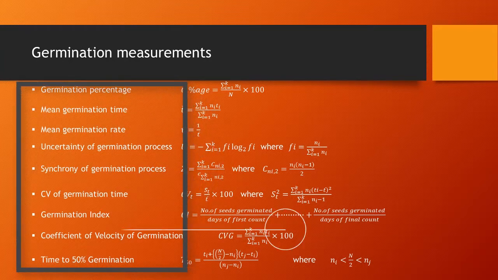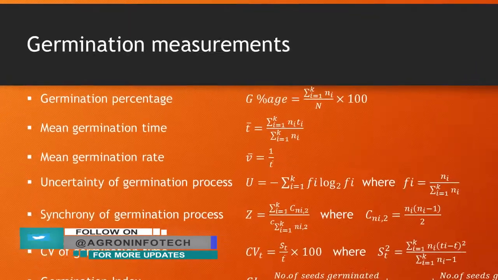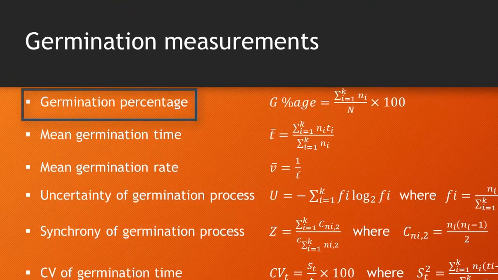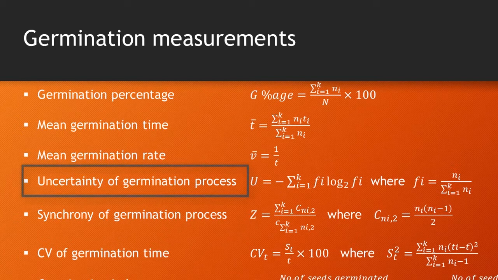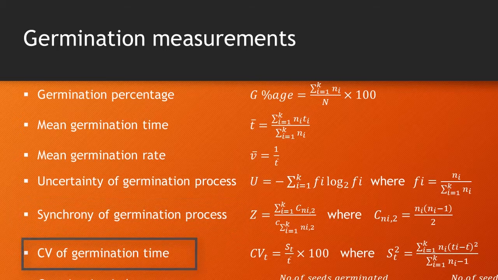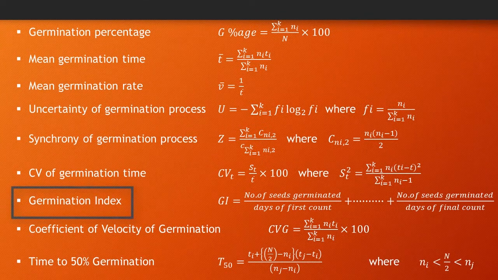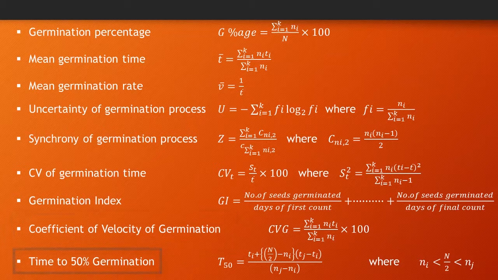This tutorial is about 9 important measurements of the germination process, which includes germination percentage, mean germination time, mean germination rate, uncertainty associated to the distribution of the relative frequency of germination, synchronization index, coefficient of variation of the germination time, germination index, coefficient of velocity of germination, time to 50% germination.